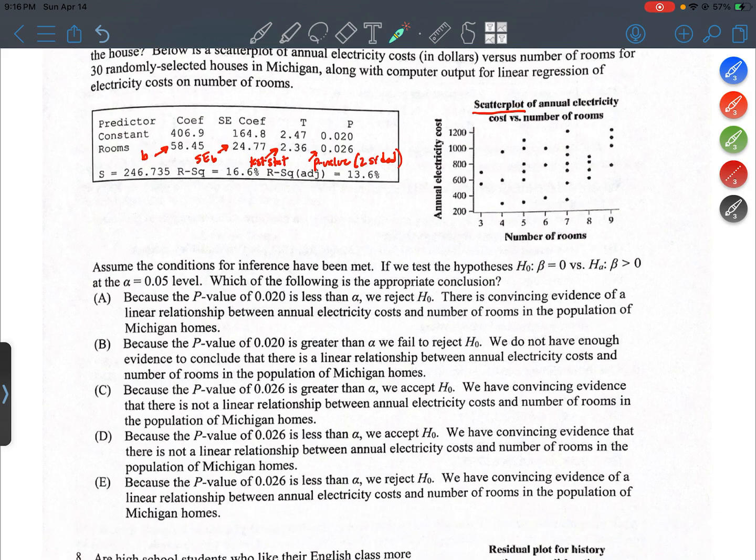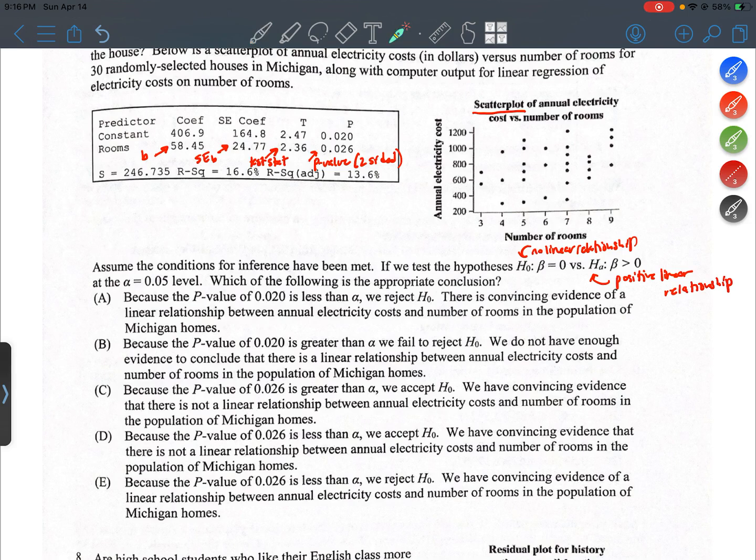Assume the conditions for inference have been met. If we test the hypotheses, H0: beta equals 0, so that's equivalent to no linear relationship, versus HA: beta greater than 0, that means there's a positive linear relationship. At the alpha equals 0.05 level, which of the following is the appropriate conclusion?